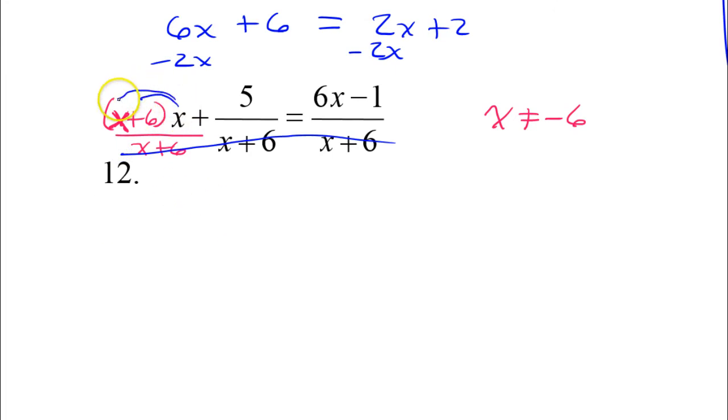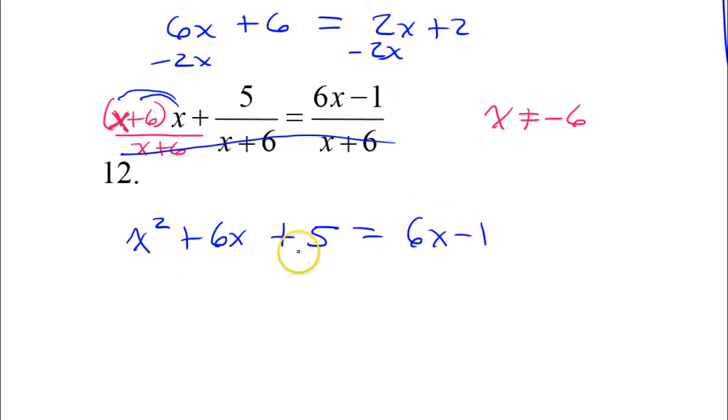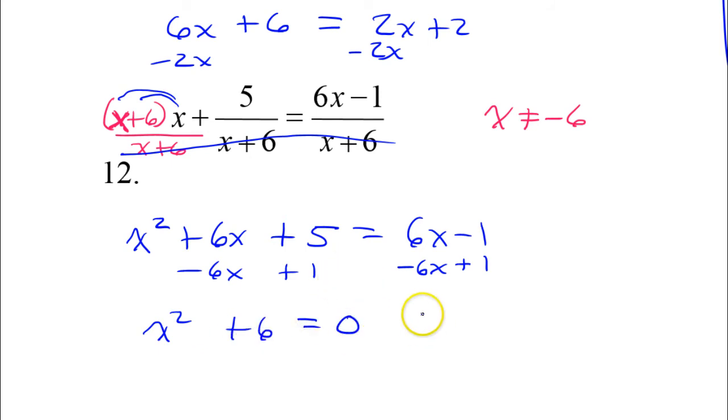So I am going to distribute this, so that will give me x squared plus 6x. Okay, then I've got plus 5 is equal to 6x minus 1. There are no like terms over here, so I'm going to get 0 on one side by subtracting 6x and adding 1. So that gives me x squared. Now these cancel out completely, so I just have x squared plus 6 equals 0.